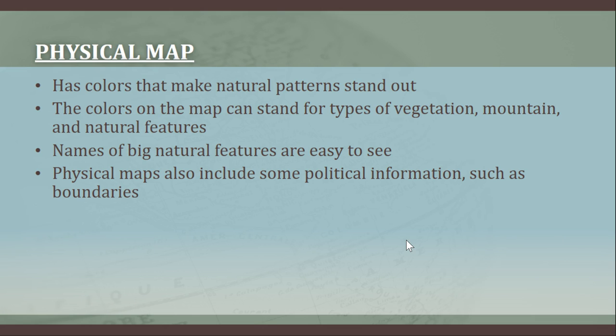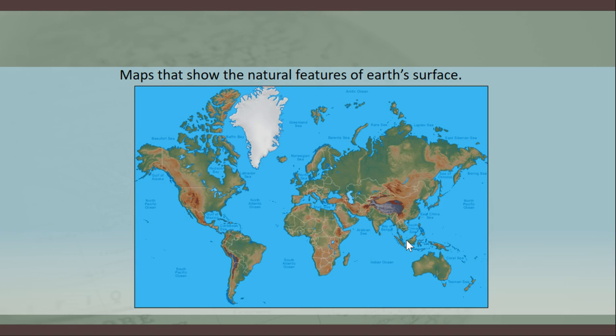And that just depends on the map. Now, some physical maps also include political information such as boundaries, but when you're dealing with a physical map, you're really focusing on those natural characteristics. All right, so here is a good example of a physical map. We saw some of these on the first day of class as well.